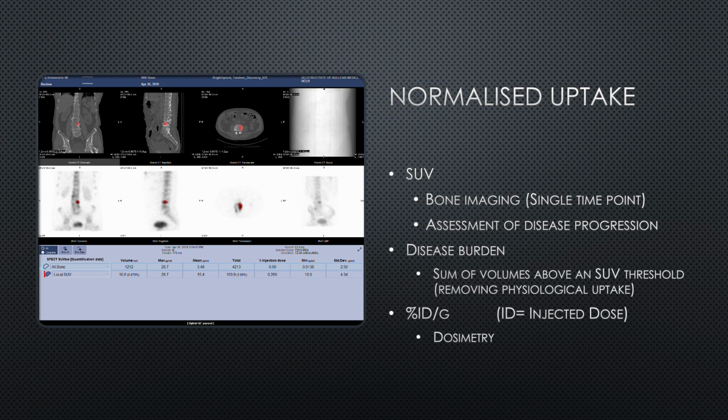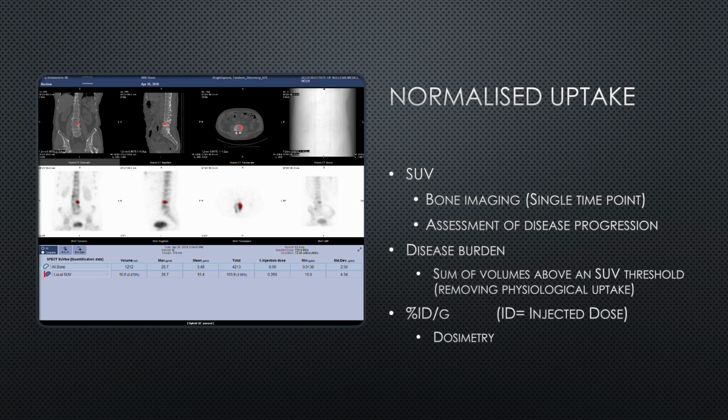Another metric that we're seeing is an assessment of disease burden. So what happens here is we sum up the volumes that are defined in the image that are above an SUV threshold. So we set the threshold to define the level at which we consider the feature to be diseased. Of course, we have to then remove physiological uptake volumes from there to make sure that these volumes only consider the disease. But if we then sum up all these feature volumes, we get an overall estimate of the disease burden in the patient.